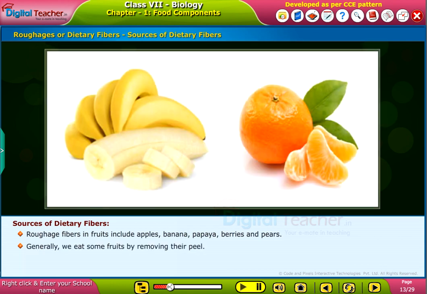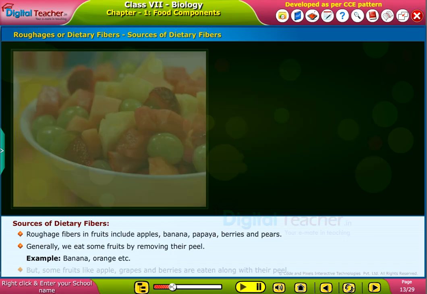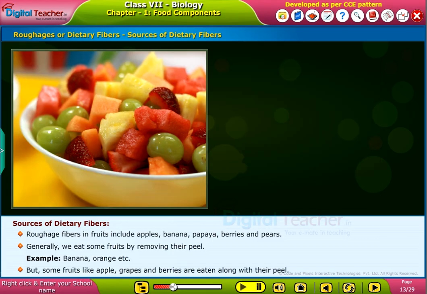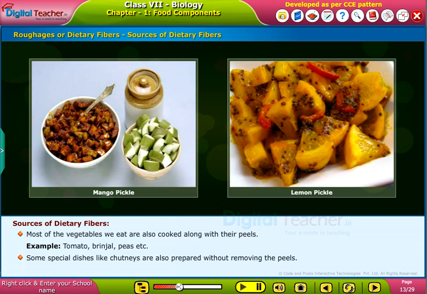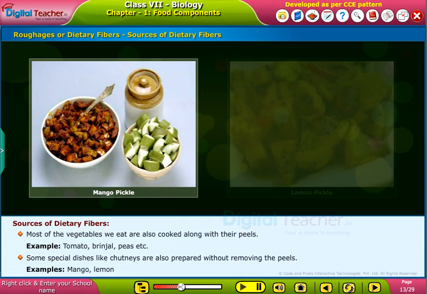Generally, we eat some fruits by removing their peel. Example, banana, orange, etc. But some fruits like apples, grapes, and berries are eaten along with their peel. Most of the vegetables we eat are also cooked along with their peels. Example, tomato, brinjal, peas, etc. Some special dishes like chutneys are also prepared without removing the peels. Example, mango, lemon.